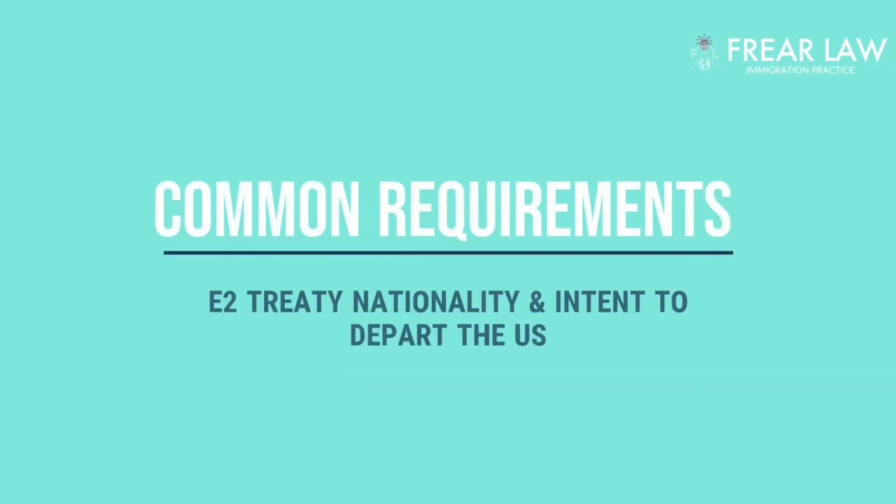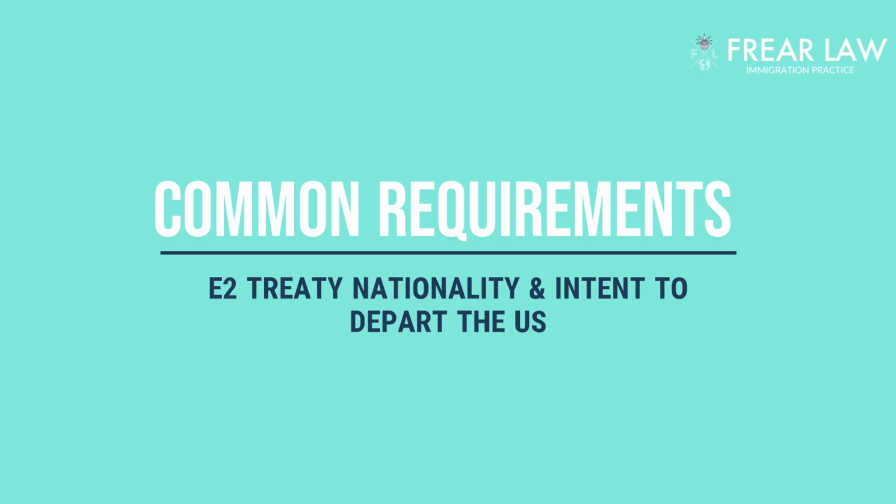Both visas require the business enterprise and the visa applicant to have the same nationality. Also, that country must have the relevant treaty with the United States. To determine the nationality of an individual, you simply look at their citizenship. To determine the nationality of a company, you look to see if nationals of the treaty country own at least 50% of the equity. Another shared requirement relates to proving intent to depart the United States at the end of the e-visa period of stay. Essentially, an applicant has to show that they have no intention of remaining in the United States permanently.